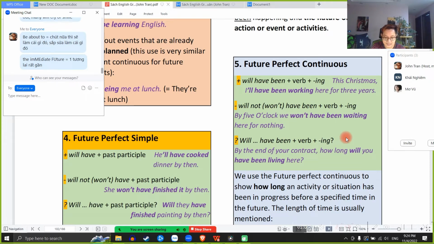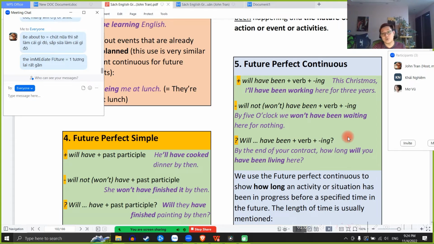Negative sentence: will not or won't have been plus verb plus ing. By 5 o'clock, we won't have been waiting here for nothing.